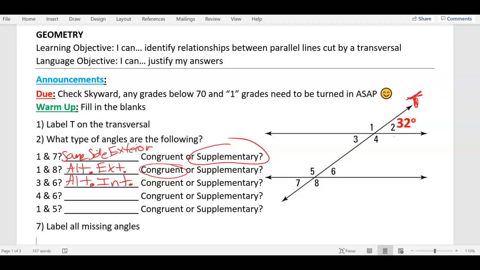And I just told you, if it's alternate, the rule is that they're congruent. So this one's going to be what? Congruent, yeah. And you can tell 3 and 6 are both acute. They match. They're the same.